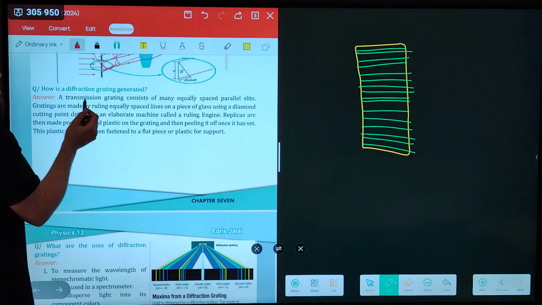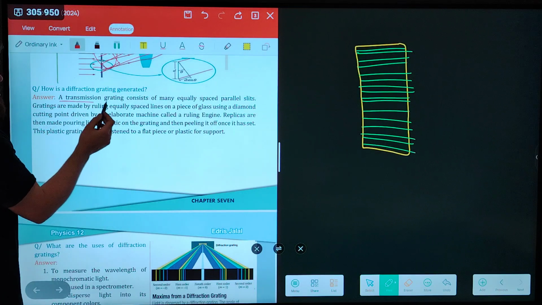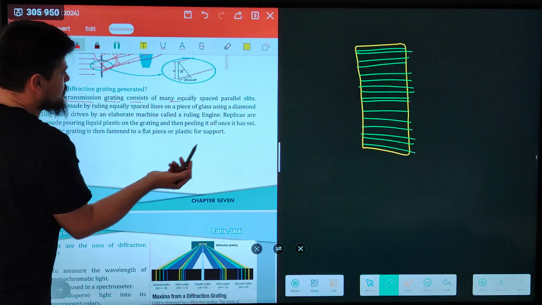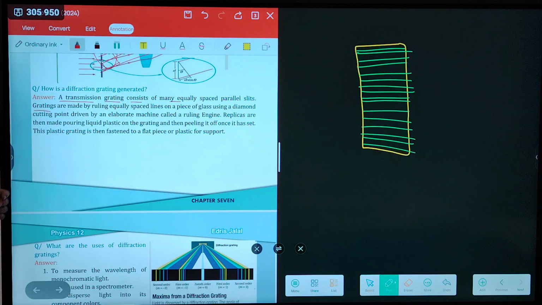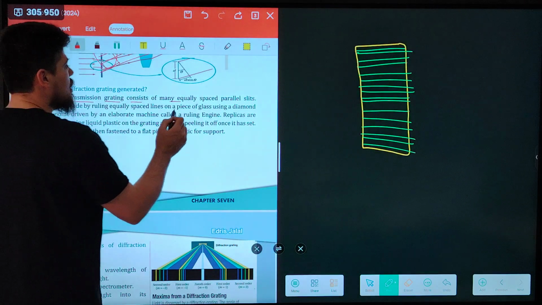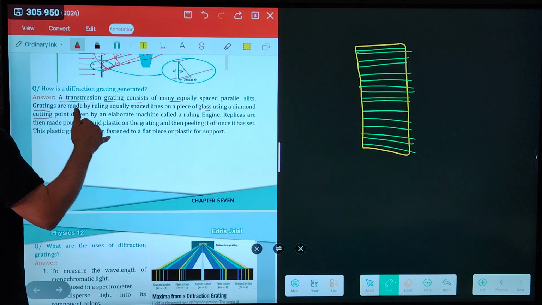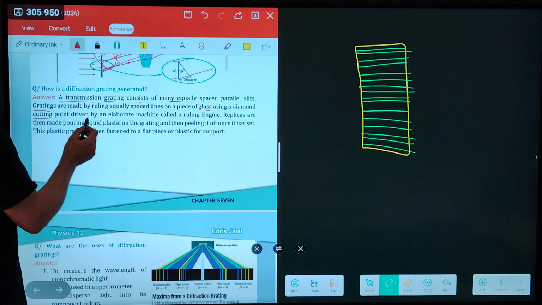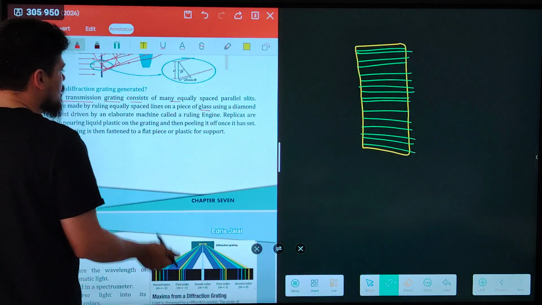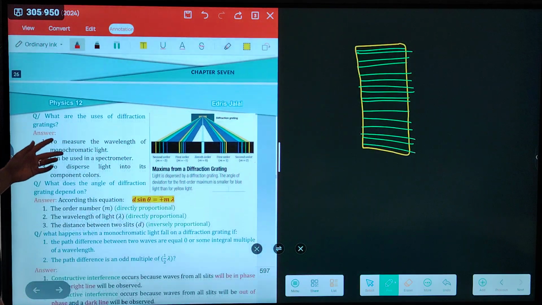How is a diffraction grating made? A transmission grating consists of many equally spaced parallel lines. These gratings are made by ruling equally spaced lines on a piece of glass using what? Diamond cutting. By diamond cutting, we can rule this metal, driven by an elaborate machine called a ruling engine.